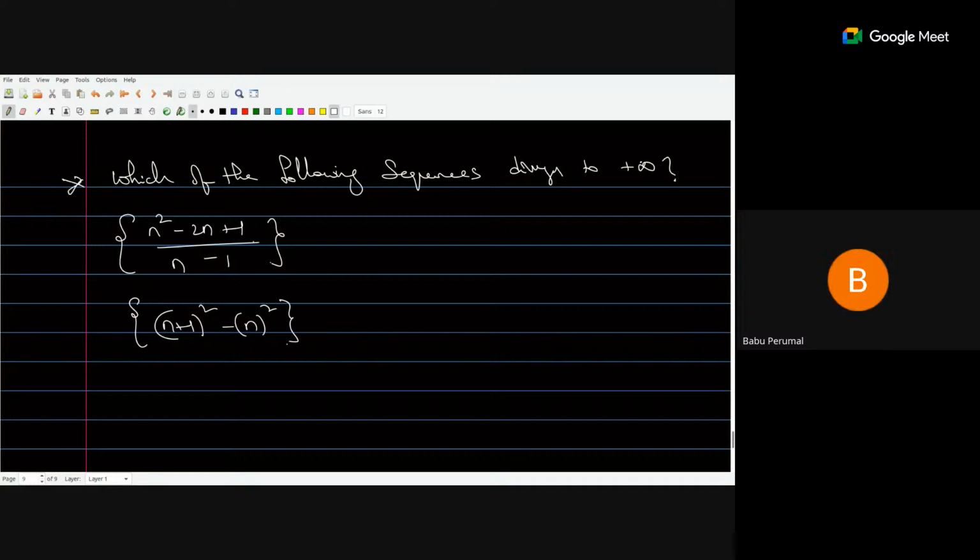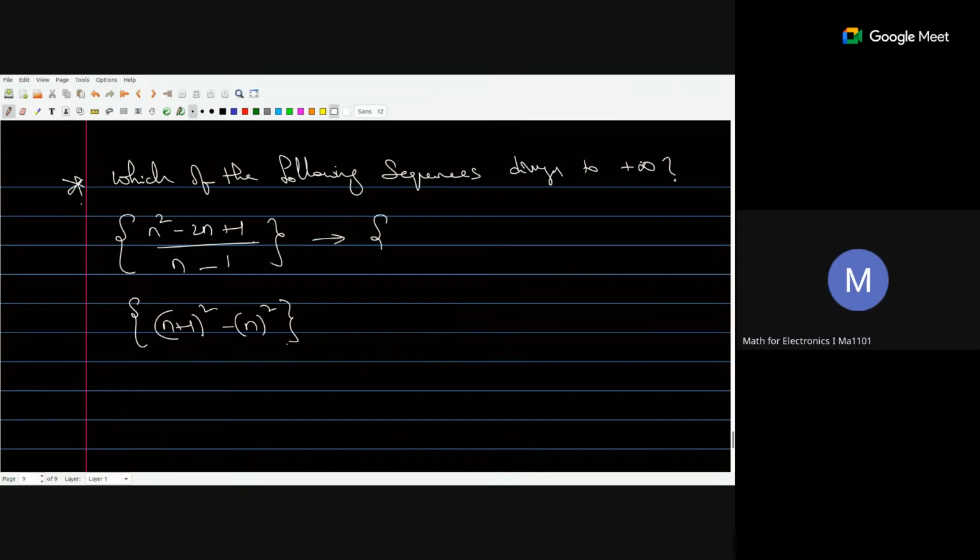Now people in the session, I want which of these two sequences will diverge to plus infinite. Oh, time is up already. Sorry. Okay, maybe I will discuss this.